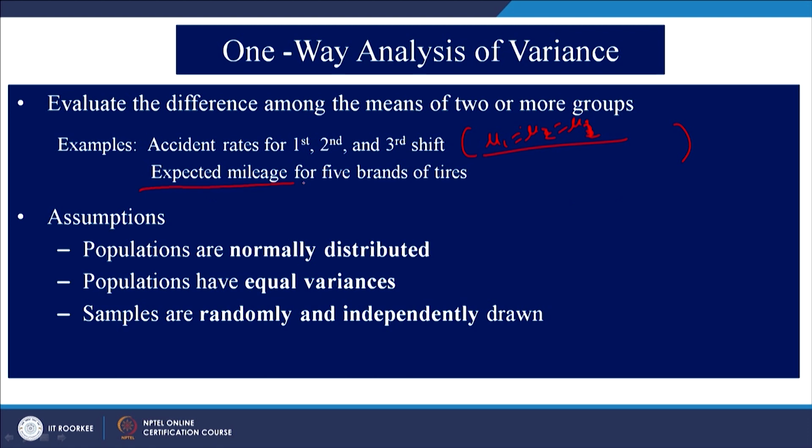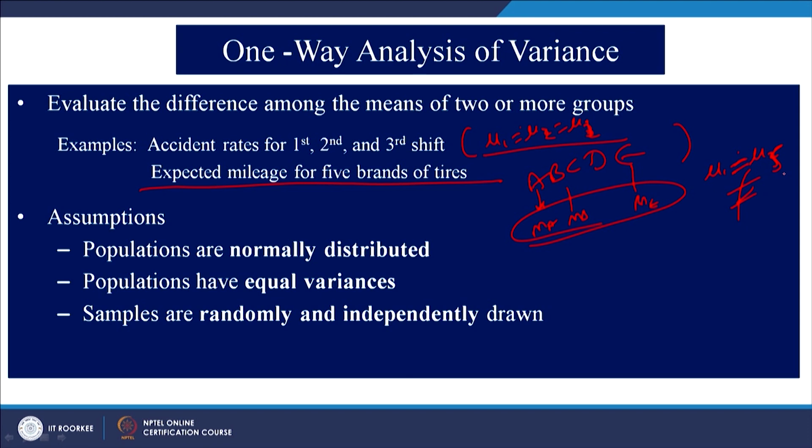Let us look at the expected mileage of 5 brands of tires. So, you have, let us say, A, B, C, D and E, these are 5 brands of tires. When you measure the mileage of brand A tires, you will get some mileage, let us say M A, similarly M B and C, D, E, right, M E. So, you are comparing all these 5 means. Again, the null hypothesis would be mu 1 to mu 5 are all the same, and not equal is the alternative hypothesis.